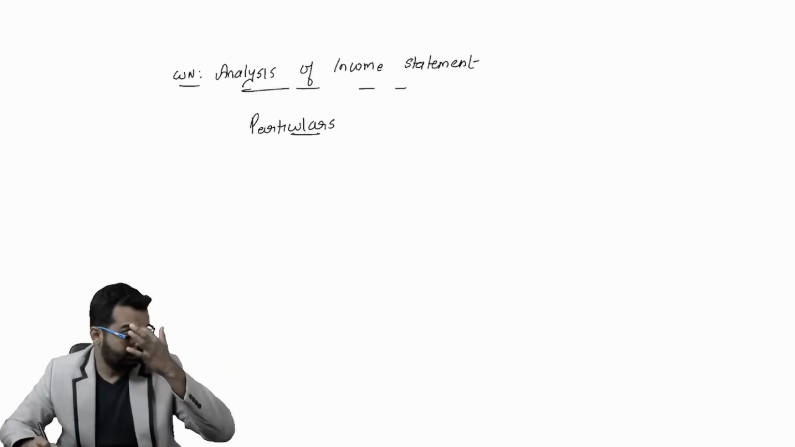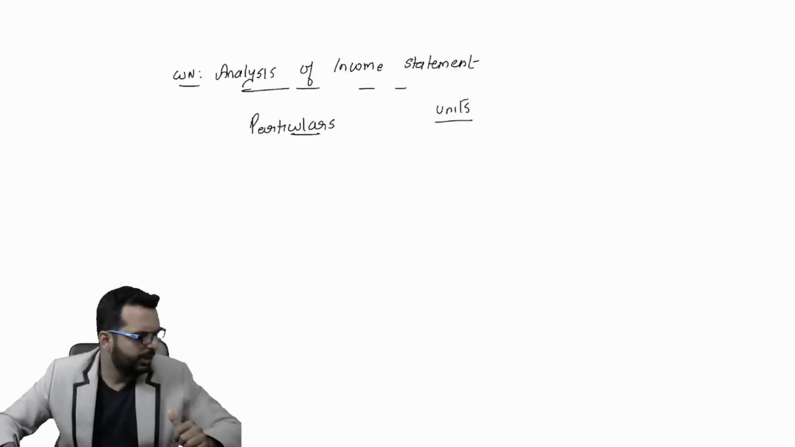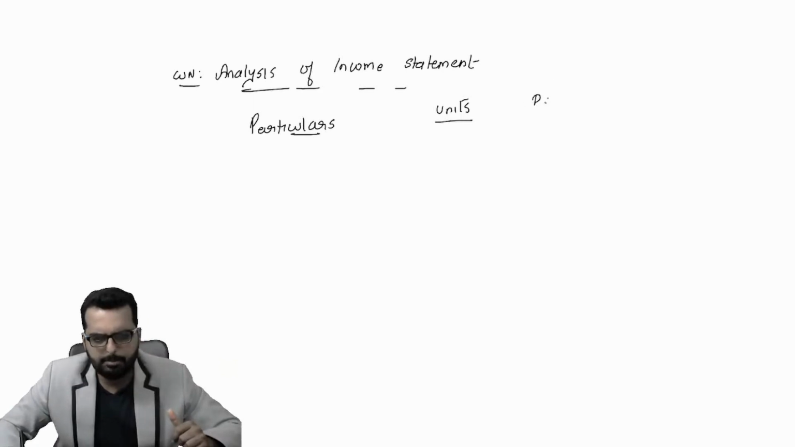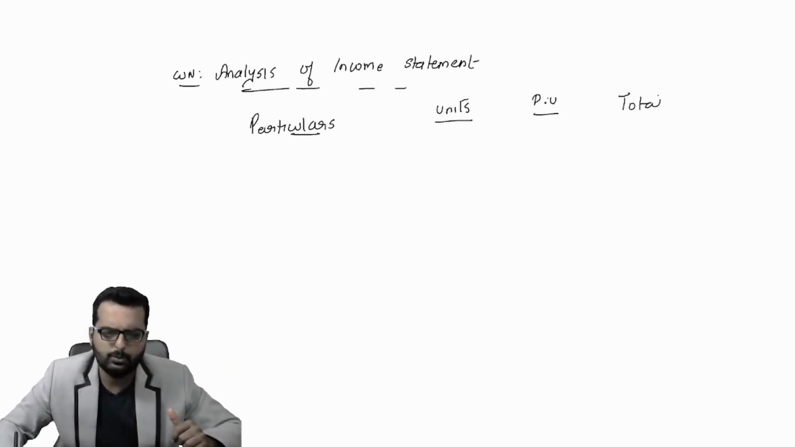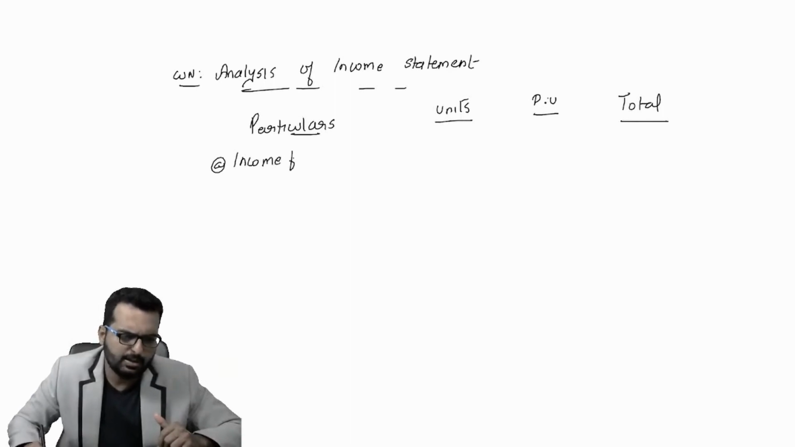So I'll write down particulars. I'll put units. I'll write down per unit and I will write down total. Whatever is the balancing figure, I'll write down with a red ink pen so that you can understand it better. So I'll start with income for April.